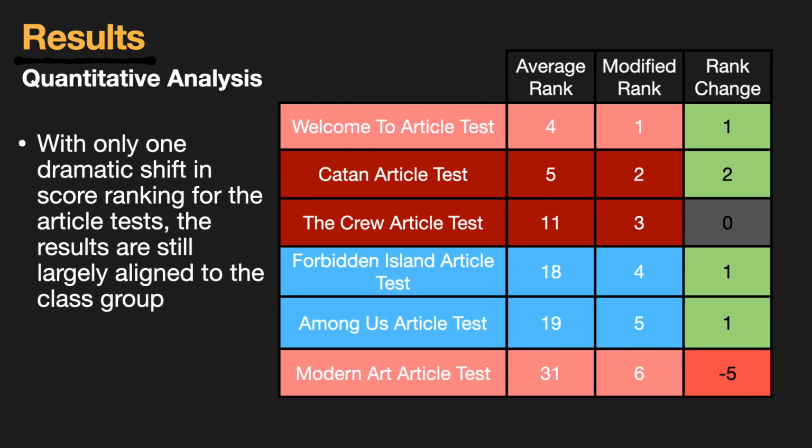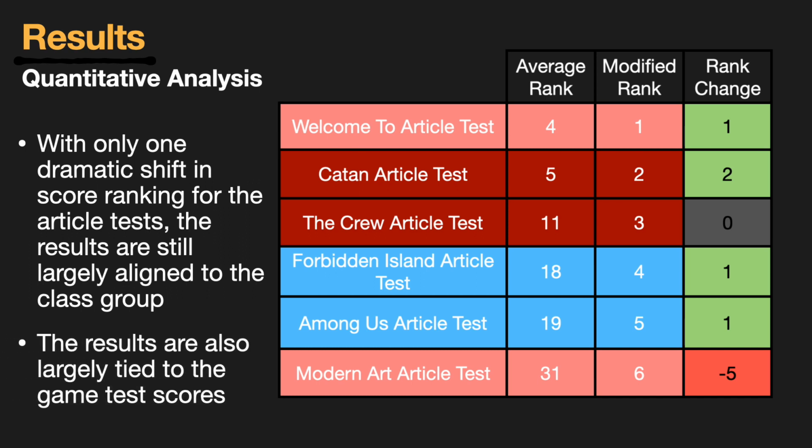When looking at the article vocabulary test scores, there is again an alignment with the class groups, except for the modern art article scores, which drop dramatically in rank. When you compare these rankings with the game score rankings, there is a high level of alignment, potentially indicating that there is some kind of synergistic effect between the articles and games at play.